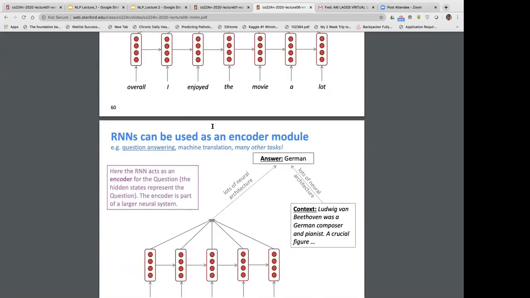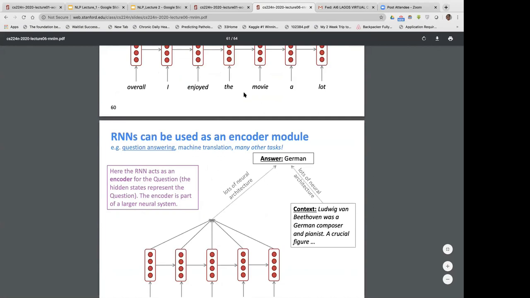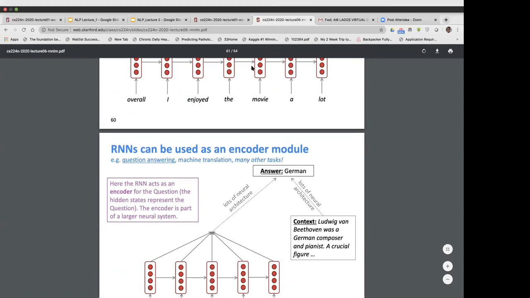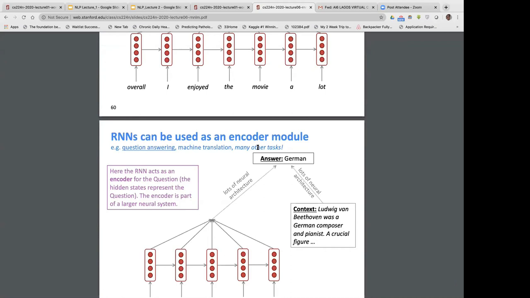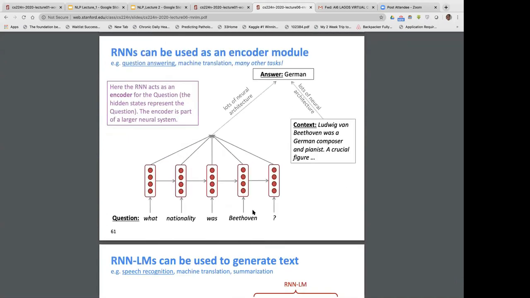Encoder-decoder applications are used in applications like question answering and machine translation, so that you have a source language and a target language, you have code and answer. Another task is that you can use RNNs in encoders.